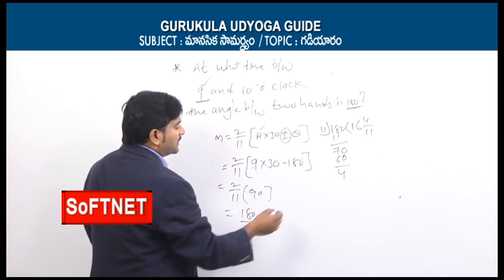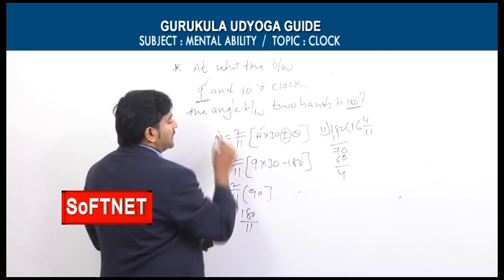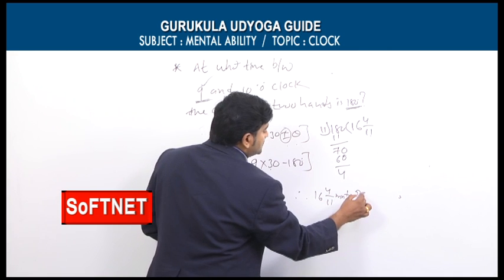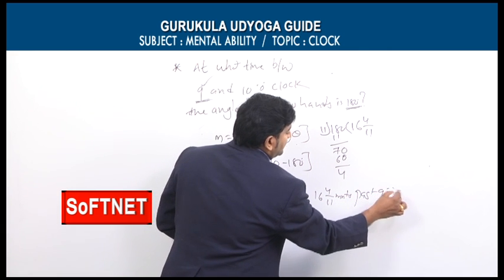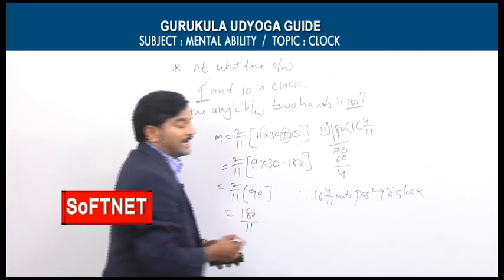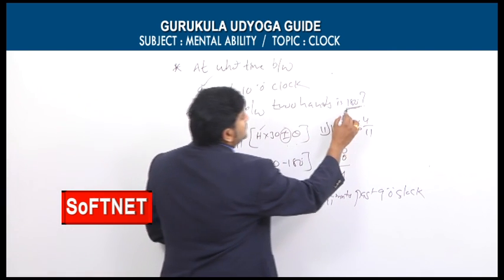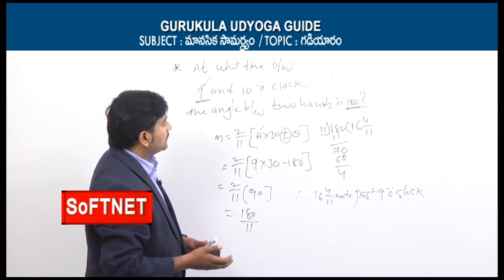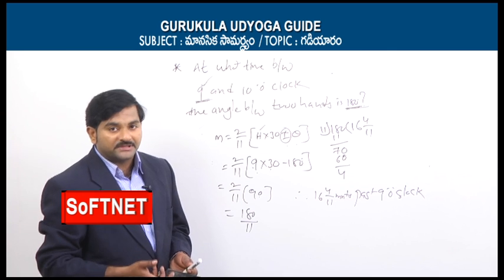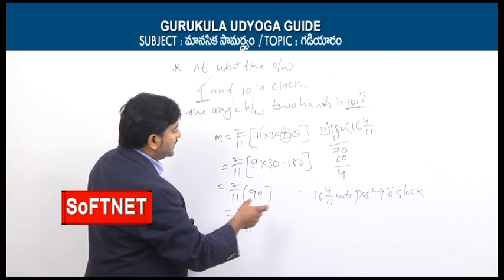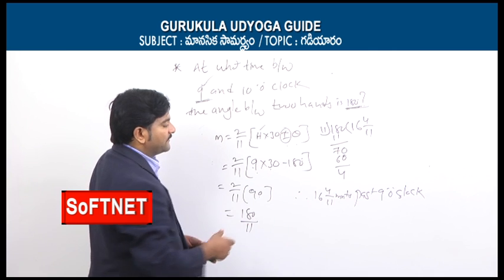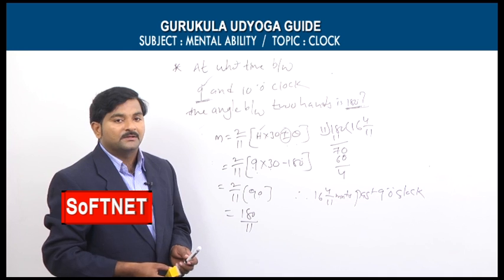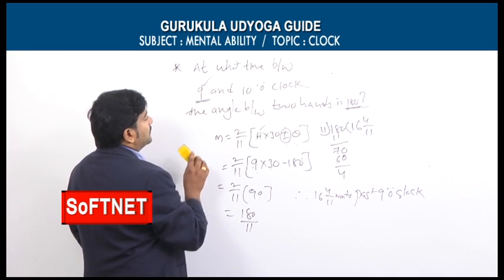So what can we conclude? Since our starting hour is 9 o'clock, it is 16 4 by 11 minutes past 9 o'clock. Exactly at this point of time, the angle between the two hands is 180 degrees. Or, at what time between 9 and 10 o'clock do the two hands point in opposite directions? The concept is the same. Again we take theta equal to minus 180, and the final answer is 16 4 by 11 minutes past 9 o'clock. Now we'll take one more problem based on this.